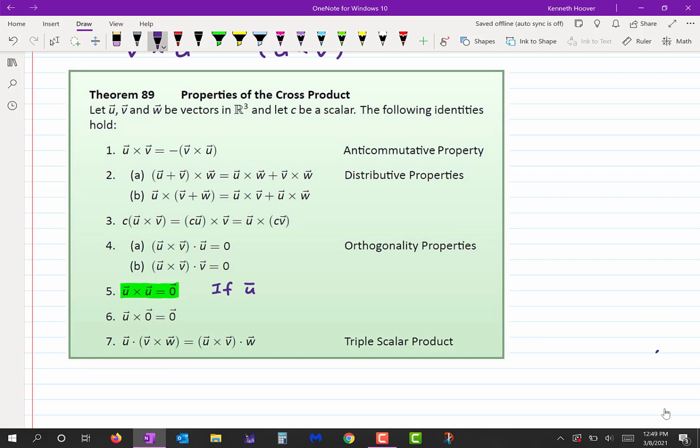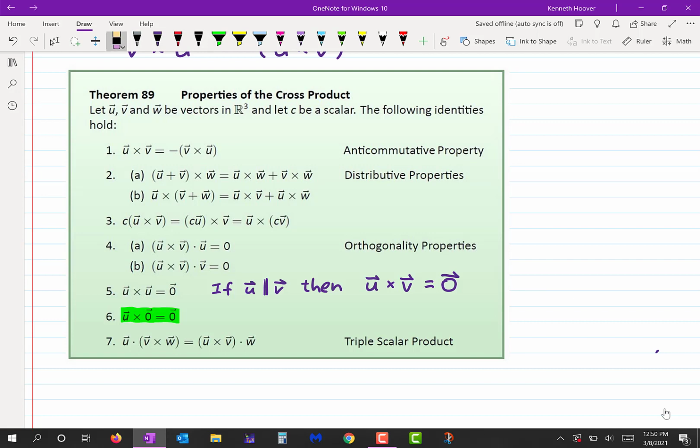If u is parallel to v, then u cross v will be the 0 vector. And since u is parallel to itself, then u cross u gives you the 0 vector. All right, what else gives you the 0 vector guaranteed is if you cross anything with the 0 vector, you'll get the 0 vector.